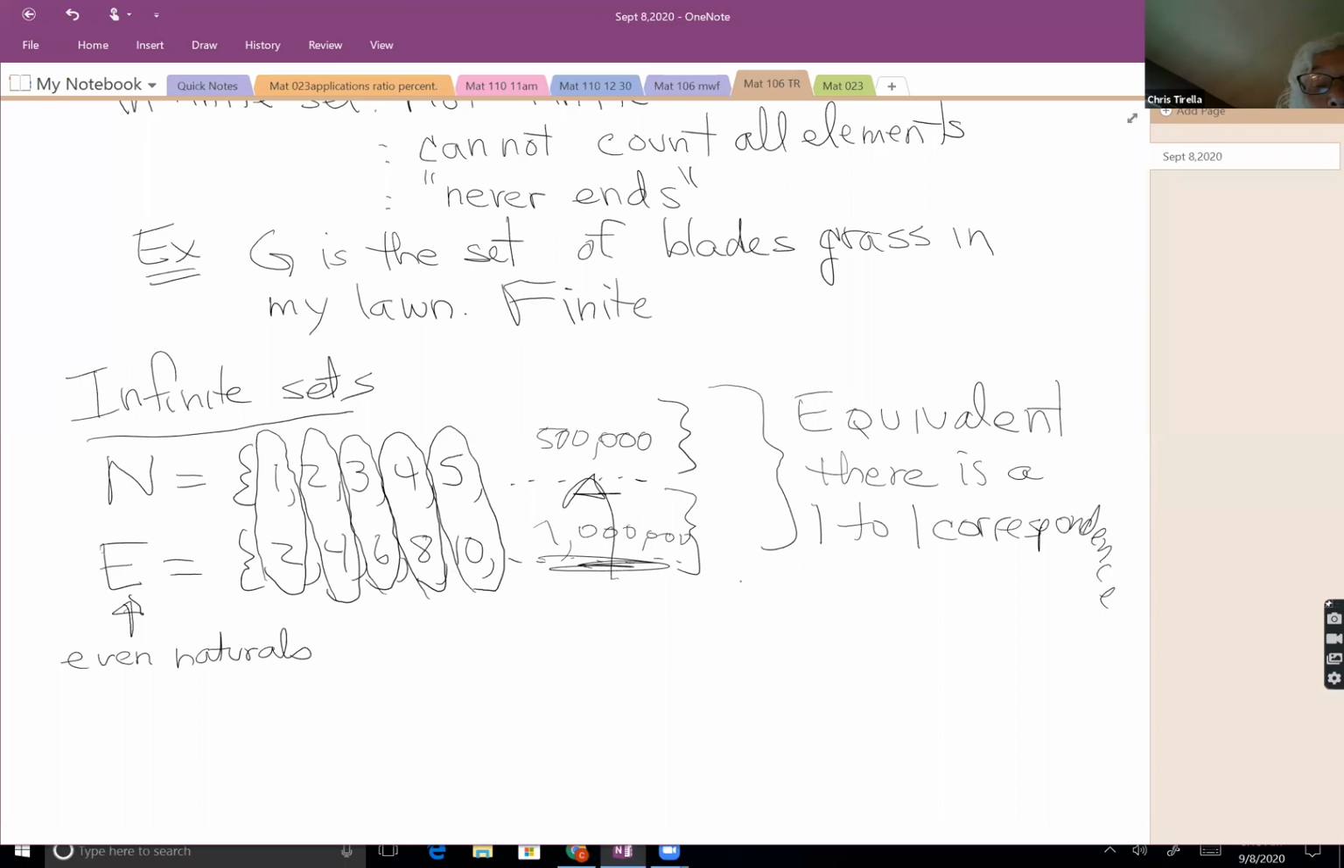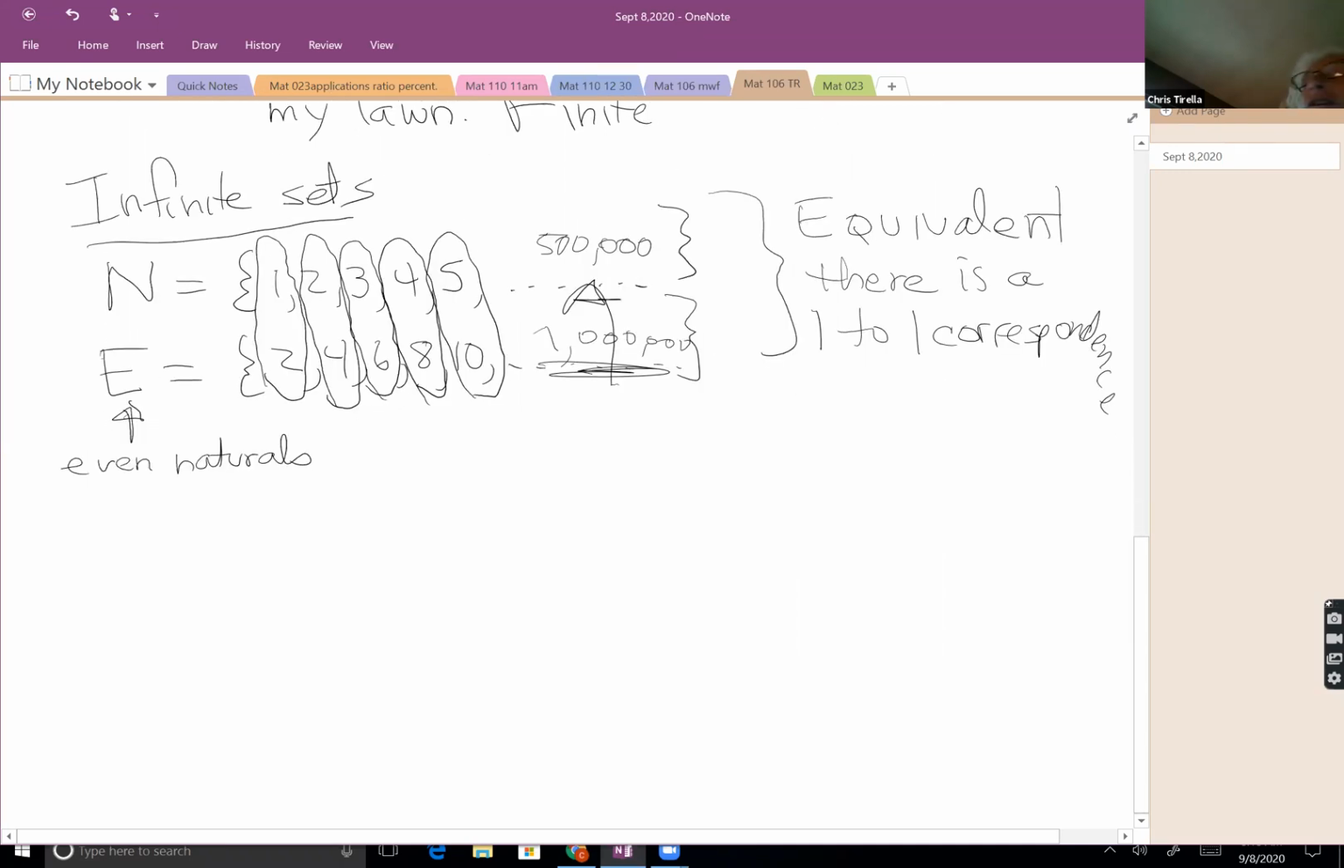And so there would be a partner for every natural number in the even numbers. There'd be a partner for every even number in the natural numbers. And so that's that. The only reason I bring up this example is because we had talked about that one-to-one correspondence for sets that didn't have cardinality. This is just an interesting example of that. I didn't bring this up in the other section.